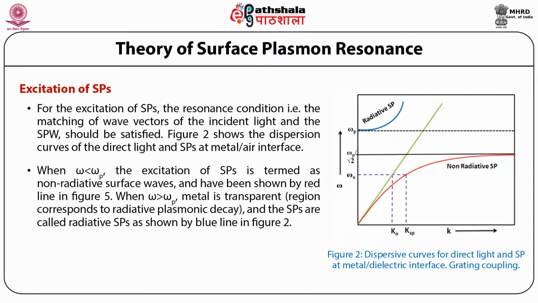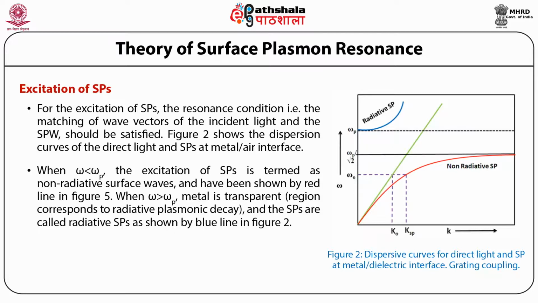When omega is less than omega p, the excitation of surface plasmons is termed non-radiative surface waves and is shown by the red line in this figure. When omega is greater than omega p, the metal is transparent and the surface plasmons are radiative surface plasmons, as shown by the blue line in this figure. The green line corresponds to the dispersion relation for light traveling in air.